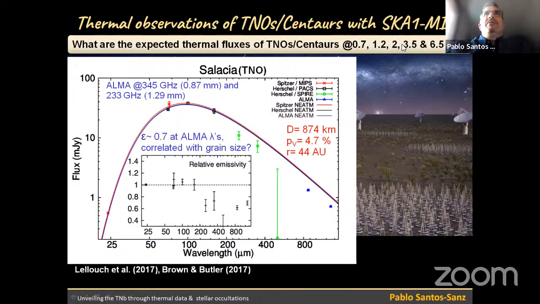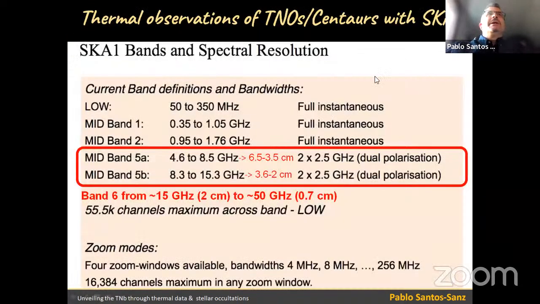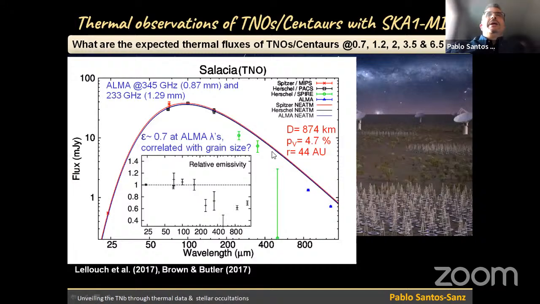SKA1 Mid. SKA1 is the first phase of this project. There will be two phases. First SKA1, and then SKA2 will arrive later in time. So we can estimate, like in this slide for the TNO Salacia, if we have information for different thermal wavelengths, I can fit here the thermophysical model.